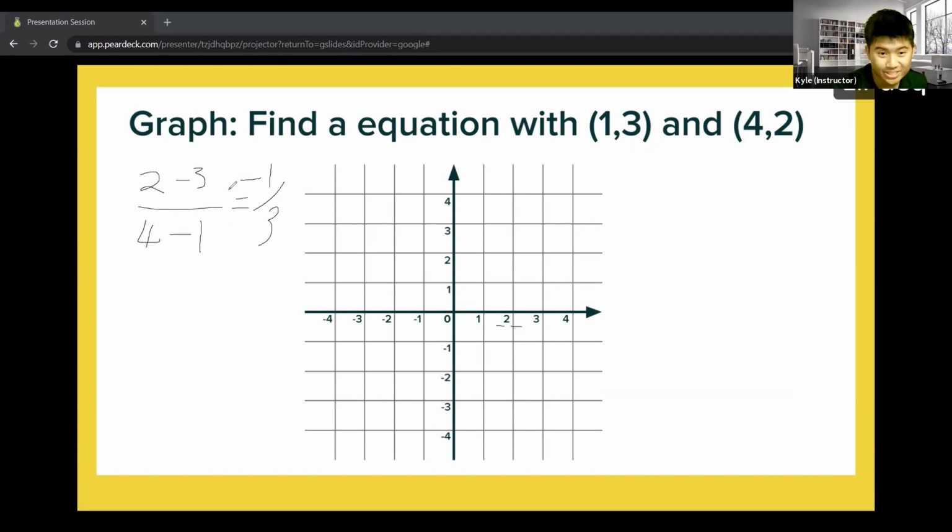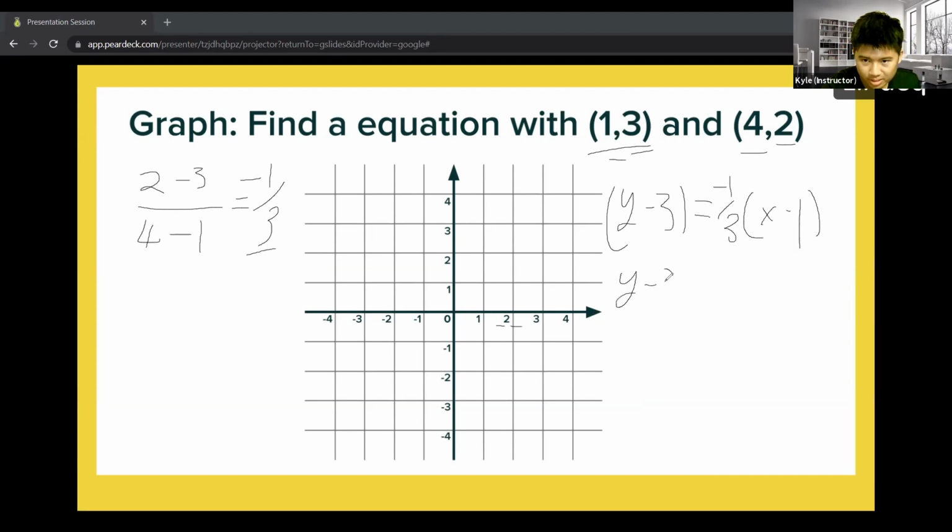Okay, well, I finished already. -1/3, Bowen. -1/3. Don't forget that you start with the second points, and then you put in the first points. So we get -1/3. Now we have a slope, so we can take the slope and one of the points, which is (1, 3), and make the point slope form. So we put in the slope, and then we have x minus 1. Now we simplify this equation.